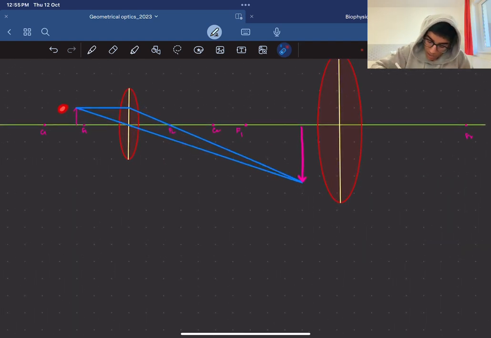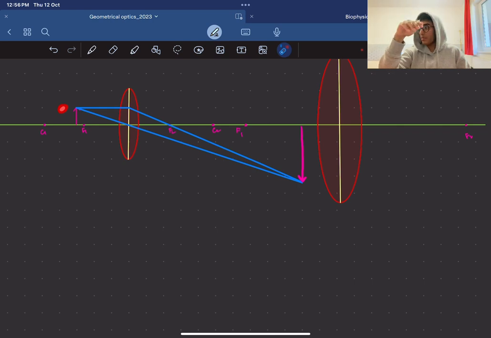Now we get a real image, which is already slightly bigger than the object. See, the object size is that much, and already it's pretty much bigger. Now, a very cool thing happens. A real image is where the rays meet. Now, what do you mean by a real image? A real image is basically like a projection.